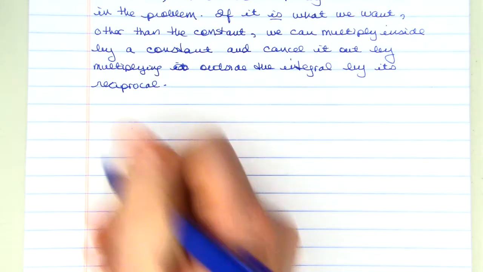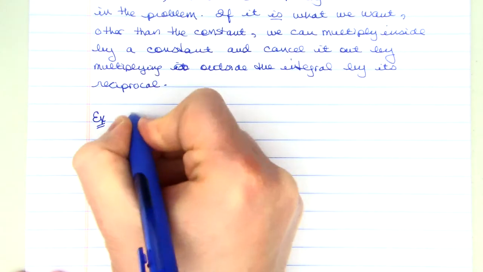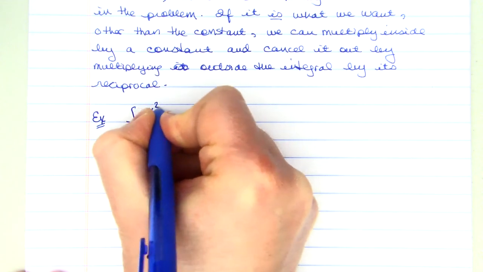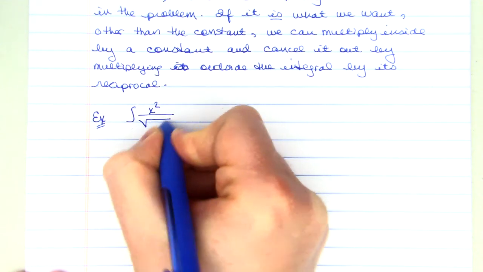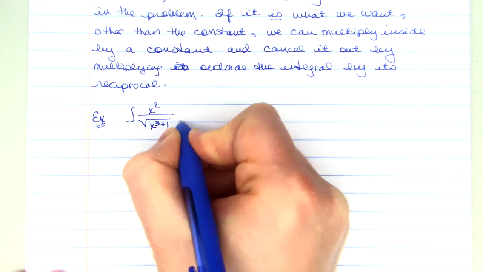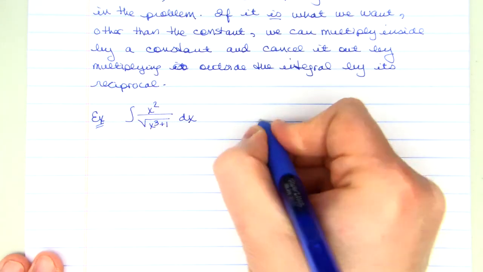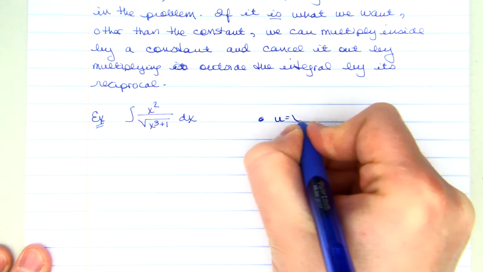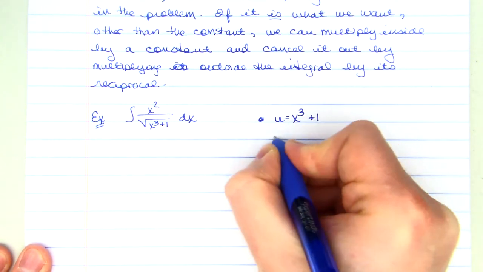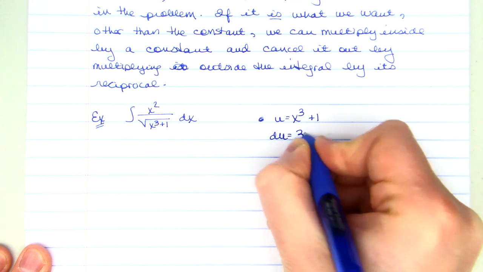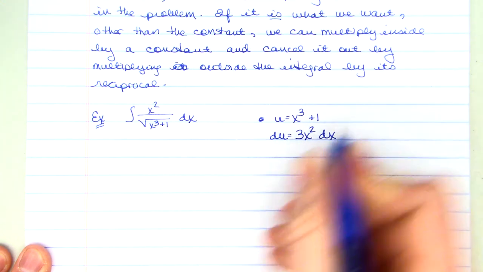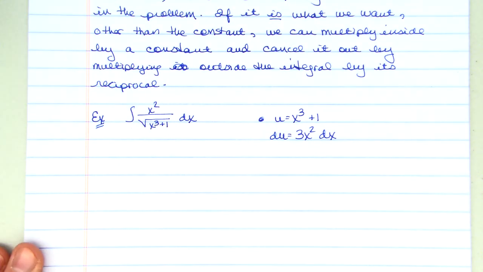Okay, let's try this one. Let's try the integral of x squared over the square root of x cubed plus 1 dx. You go tell me what the u is and what its du, its derivative, is. I'm going to try making u that inside piece from the denominator. I'm going to make it x cubed plus 1. Its derivative is 3x squared dx, which is kind of what I have. I have an x squared, I want a 3x squared.